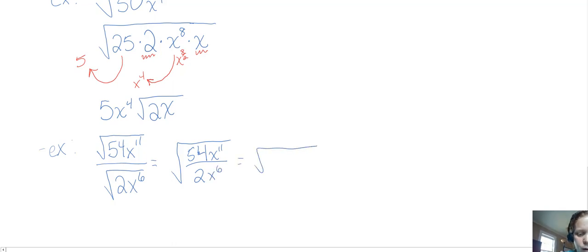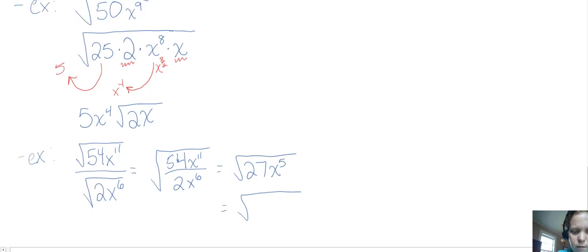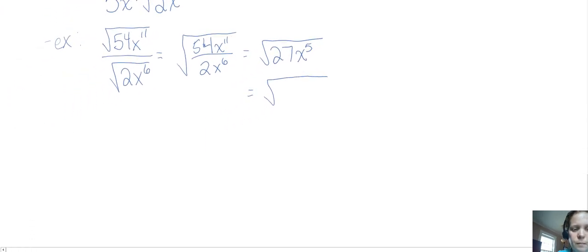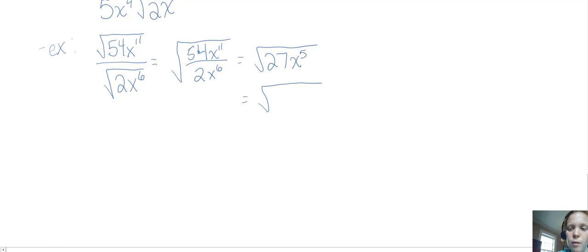So 54 divided by 2 is 27. X to the 11th over x to the 6th. Quotient rule here, so 11 minus 6 is 5. Okay, now let's think about how this breaks down. So 27, if I'm trying to think about what perfect square is in 27, 9 times 3, and then break down x to the 5th to an even exponent, x to the 4th times x.